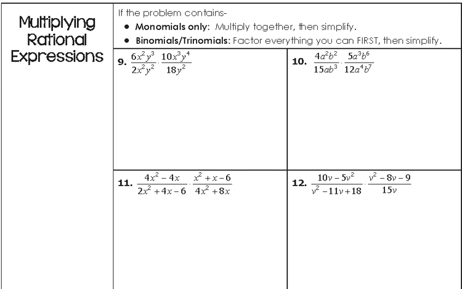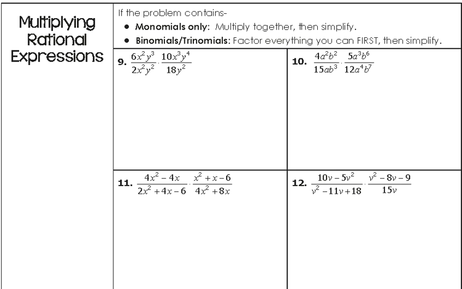Multiplying rational expressions. Right there in that top box, you'll see there are two notes. It says if the problem contains monomials only. So let's look at these examples 9 through 12 right here. Okay, 9 and 10 have just monomials.